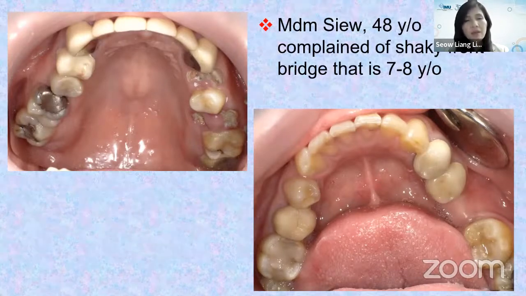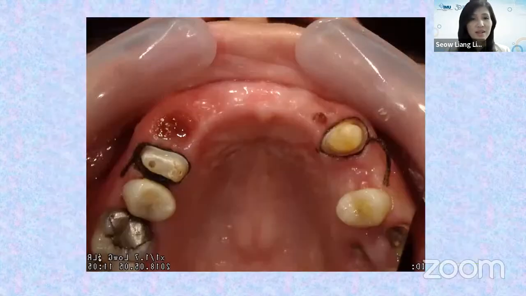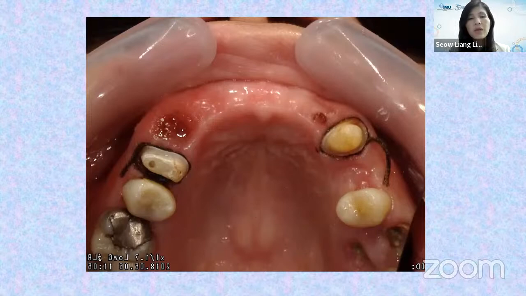So we said, okay, I think this must be the one time in my lifetime that I do a 7 unit bridge like this. Okay, so although it defies the principle, you know, the patient was begging and begging that she cannot afford an implant. So I said, okay, fine. We try with guarded prognosis.